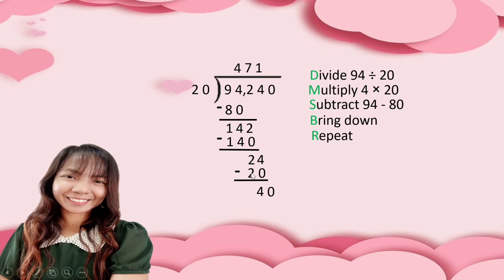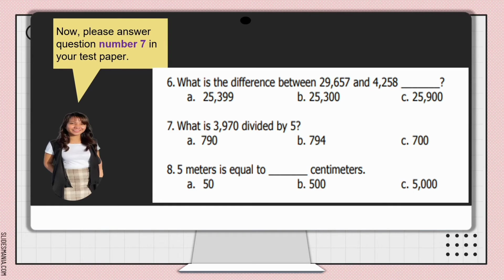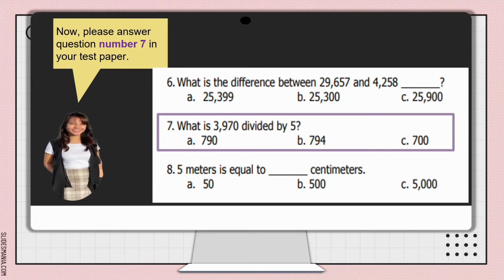40 divided by 20. The answer is 2. 2 times 20, the answer is 40. And then subtract, 0. Alright, so the answer is 4,712. This is how you're going to divide. Now, this is an example for question number 7. What is 3,970 divided by 5? I'm giving you time to answer. Number 7.